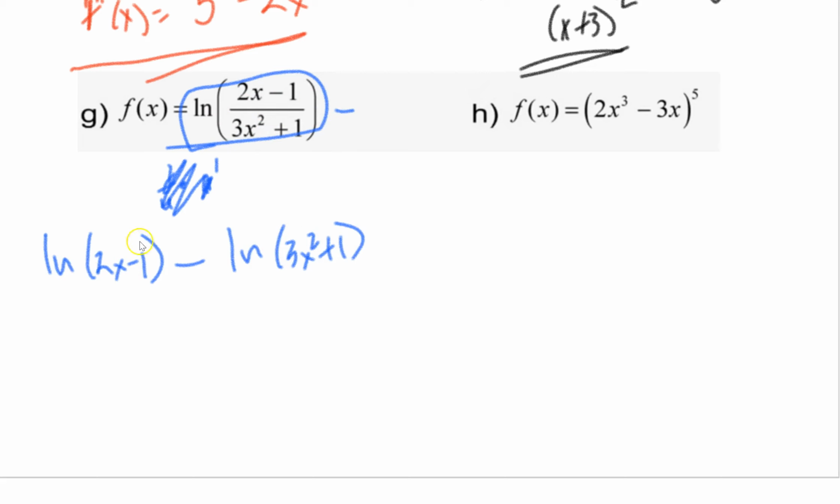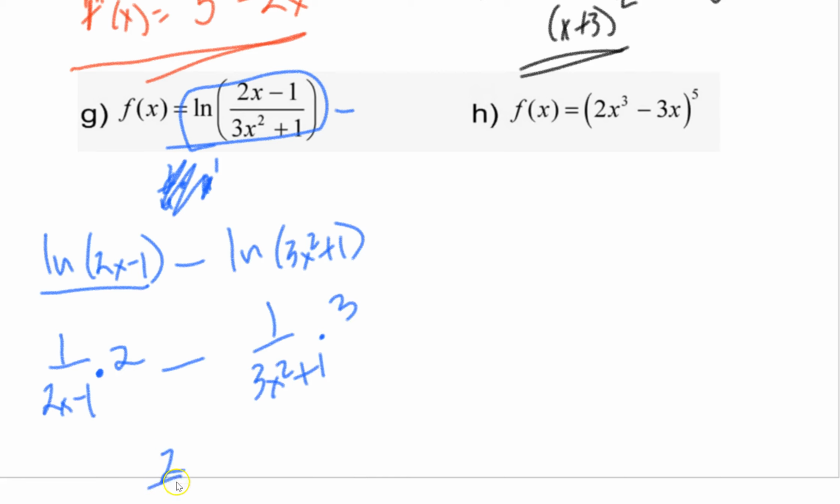Now I can take the derivative of each one separately. Remember, the derivative of natural log is 1 over the inside times the derivative of the inside. And there I go. 2 over 2x plus 1 minus 3 over 3x squared plus 1. That's my derivative.